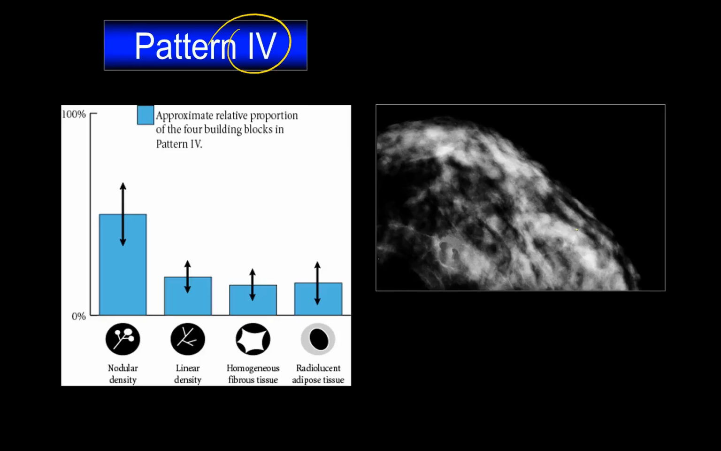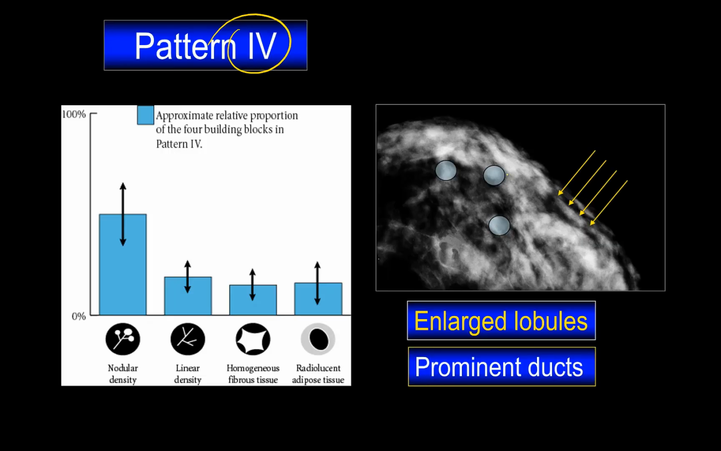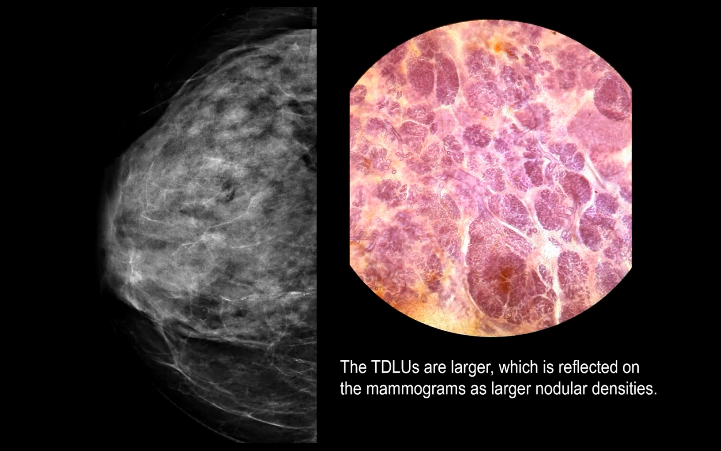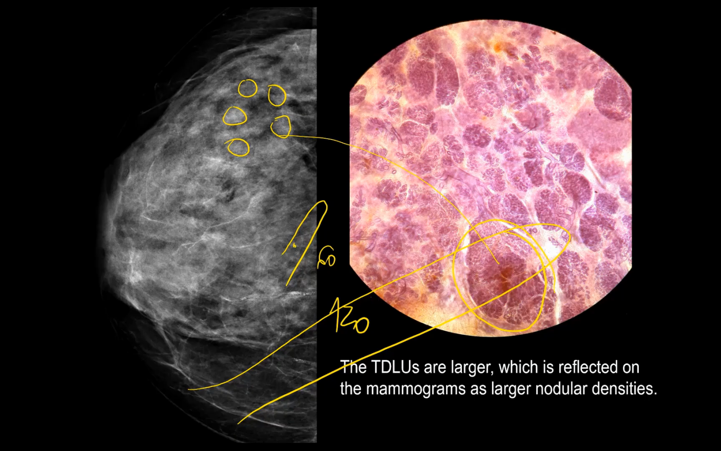You see that the ducts are prominent and the TDLUs are enlarged. Everything is very grown up. And that's pattern 4. Which means that if and when you see these big snowflake-like nodular densities, think about this one. This tiny little TDLU has 60 fingers. This one has 120 or 200. And that makes it high risk because the finger is going to be that long and there is a myoepithelial cell here and there are the luminal cells.